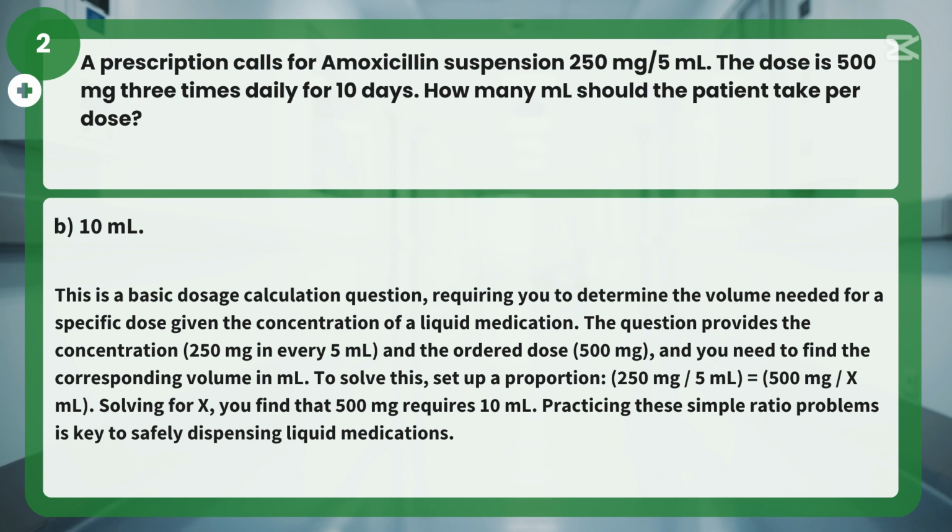To solve this, set up a proportion, 250 mg / 5 ml equals 500 mg / x ml. Solving for x, you find that 500 mg requires 10 ml. Practicing these simple ratio problems is key to safely dispensing liquid medications.